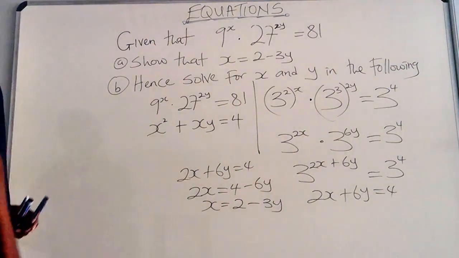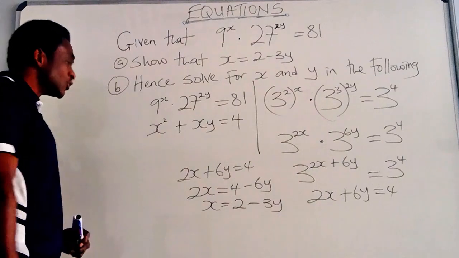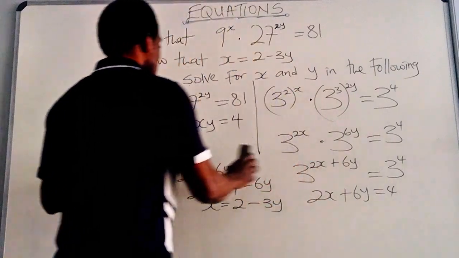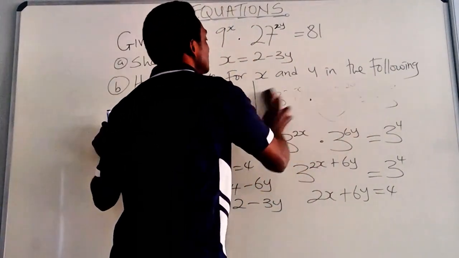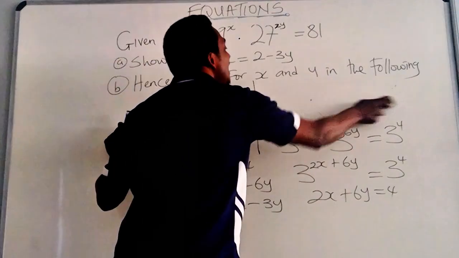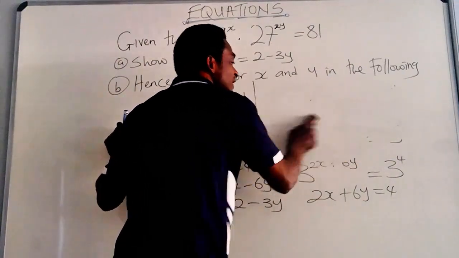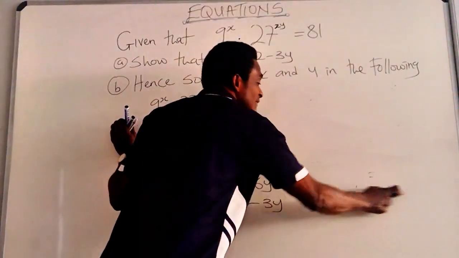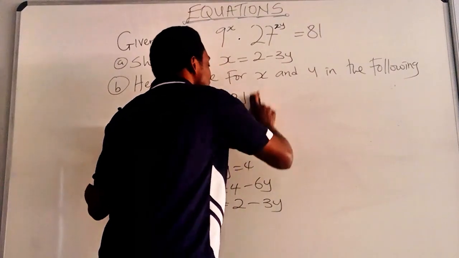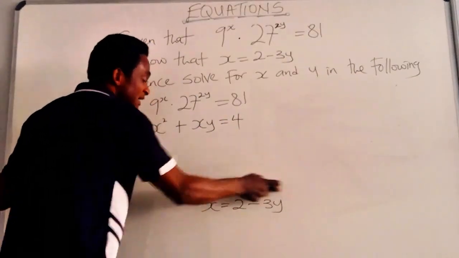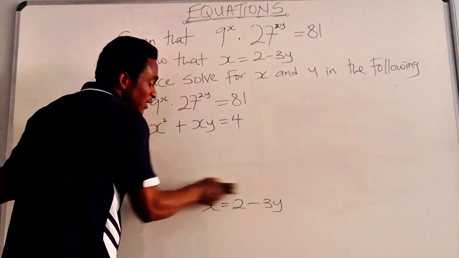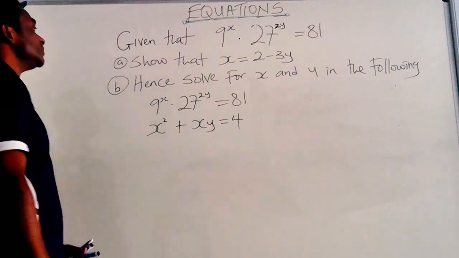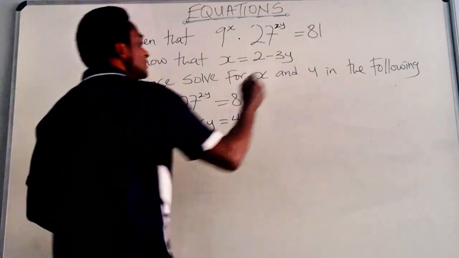Now, let's go to the second question. The second question is asking us to solve. Hence means, in mathematics, whenever you see the word hence, continue from the previous section, continue from where we stopped. And that is from x equals 2 minus 3y. That is where we're going to continue. Solve for x and y.